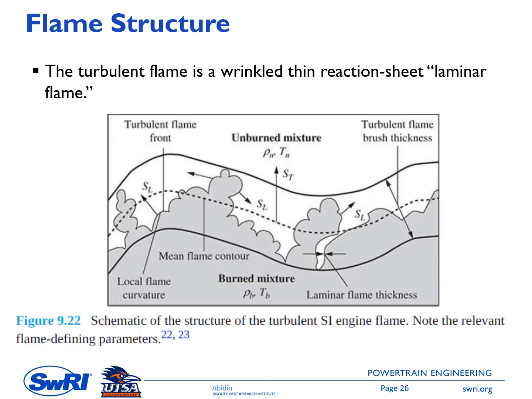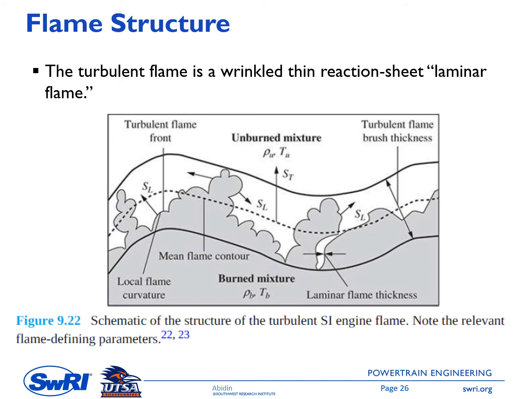Next one, looking at the flame structure. I think we talked a bit about this flame structure in chapter 3. The combustion process inside the internal combustion engine occurs under turbulent condition. The combustion speed is governed by the laminar flame speed. So this laminar flame speed is a function of the fuel properties and thermodynamic properties.